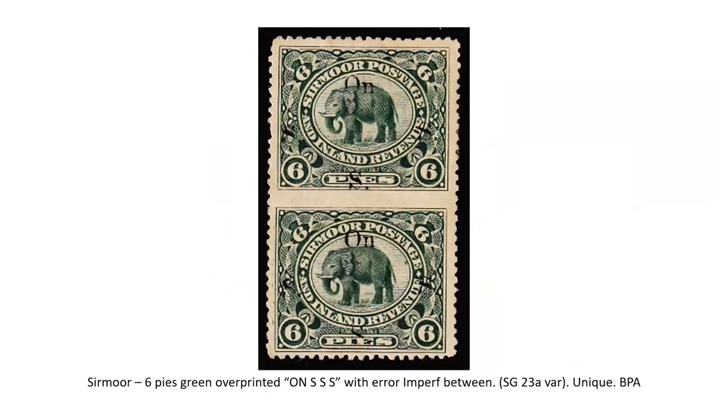Imperf between. What's really interesting is at some point, I believe after the state post shut down and was taken over by the imperial government, there was a lot of demand for stamps from Europe at that time, for Indian state stamps, especially Indian princely state stamps. And of course, there was demand for official stamps.